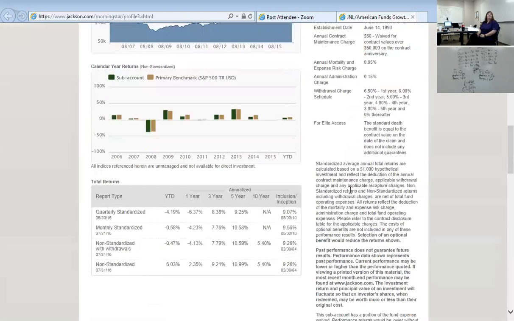All right, so I see where standardized, non-standardized returns. Year to date, this investment has generated 6.03%, or 5 years, 10.99%. Now, does that mean that that individual investing in this product received 10.99% every year? No, that's an average across those 5 years.